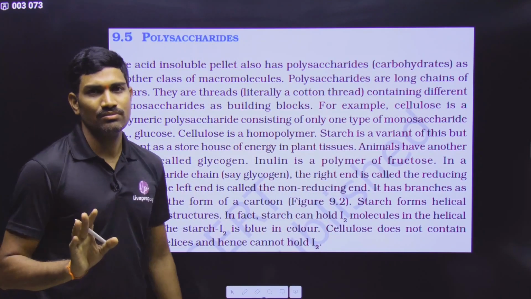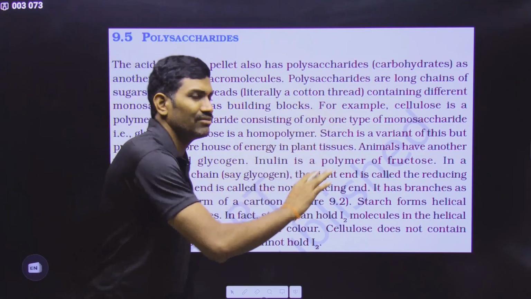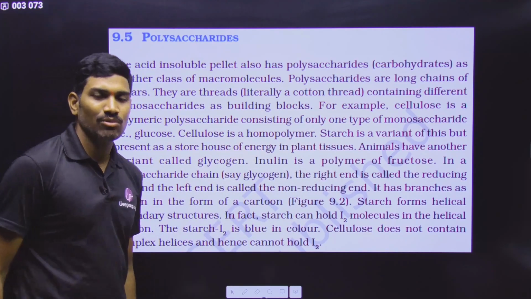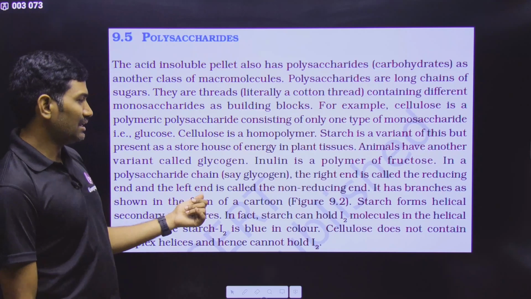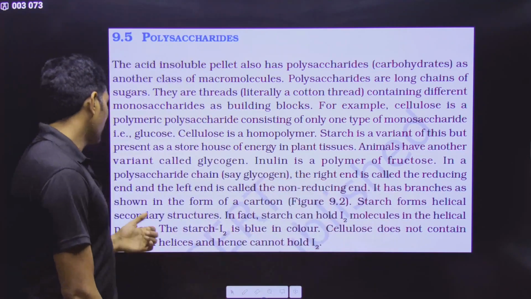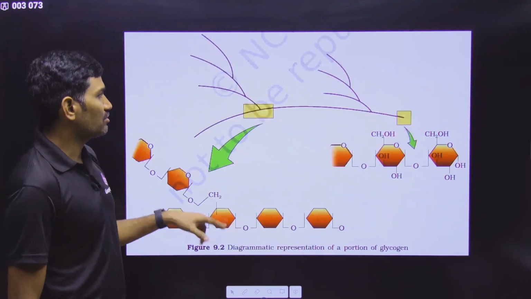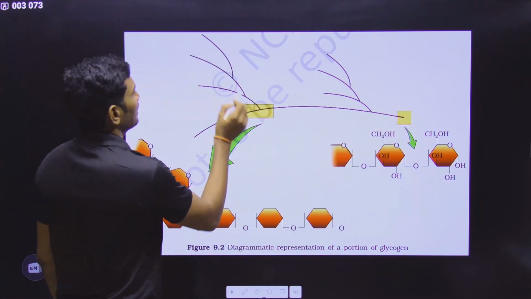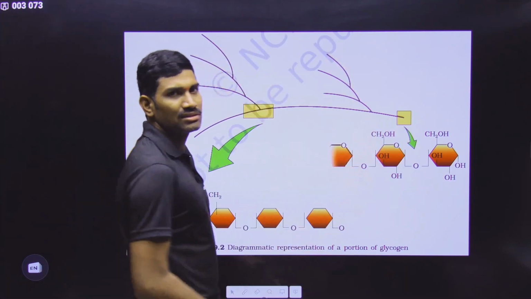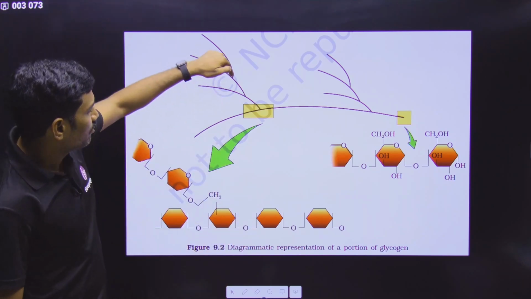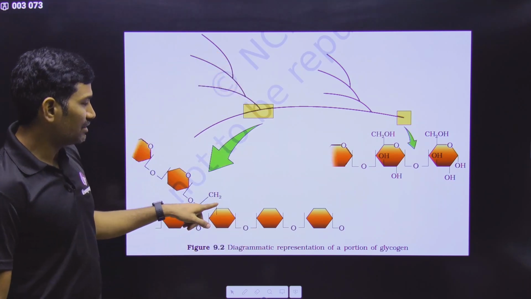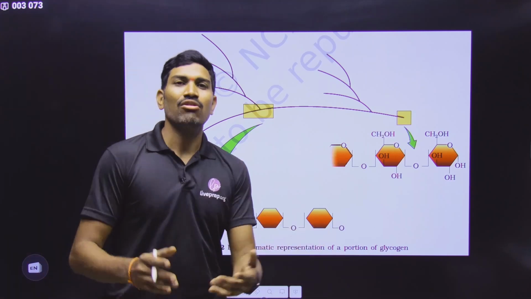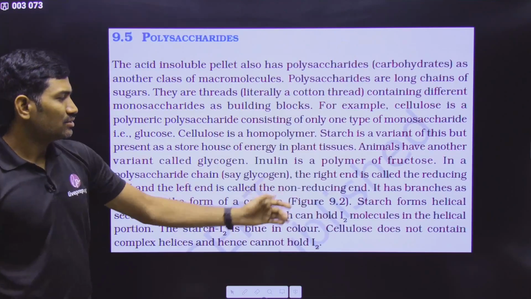Reason also I told you. Because on the right side end, a free carbonyl carbon is there, but on the left side, it is already involved in the bonding. It is not free. That's why they are saying like this. And it has branches as shown in the form of a cartoon. This is the cartoon they give. So it is the main linear one, and again it is having so many branches like this. At the branch point, it is having the 1,6 linkage, but remaining all are having 1,4 linkage.